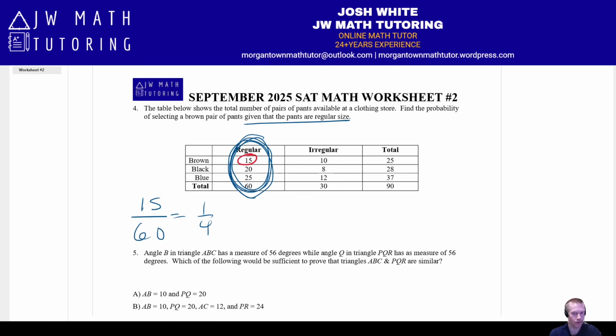You don't need to, but you could also put it in as 1/4, a simplified fraction. Or you could also put it in as 0.25. Okay, so all of them would be accepted, and that's just the correct answer for this problem.